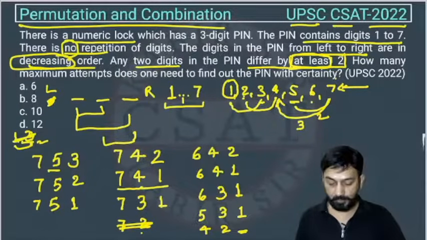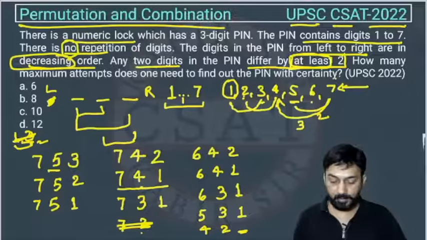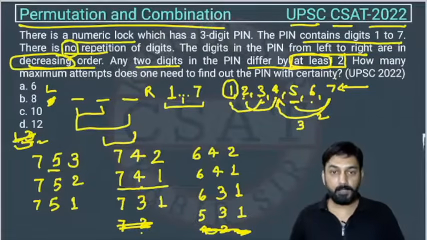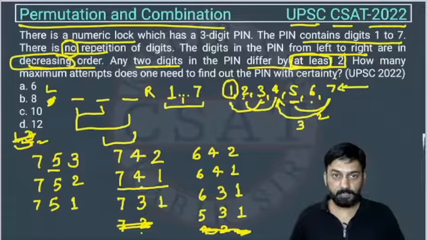Can we start with 3? No. If we are starting with 3, the next digit will be 1, but after 1 there is no other possibility, so this is also not possible. So these are the only possible passwords, right? There is no other password we can generate with these conditions.